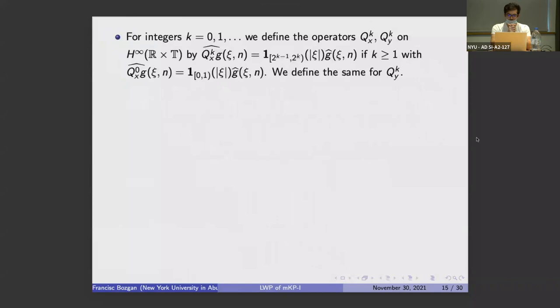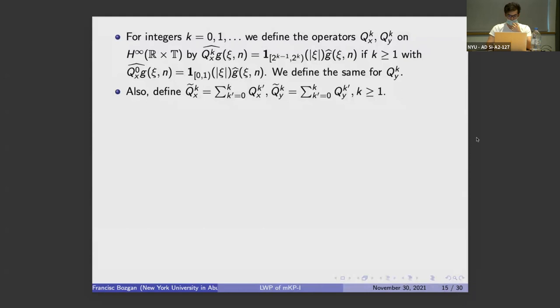Okay, so let me define some cutoff operators here, Q_x^k and Q_y^k. On the Fourier side, these have Fourier multipliers that localize the absolute value of the frequency, both in x and y, in intervals of the type 2^{k-1} to 2^k, for k greater or equal to 1, and for the corresponding operator for k equal to 0, it will be between 0 and 1. And we do this for both x and y. Of course, this will be just localization of the frequencies between 0 and 2^k.